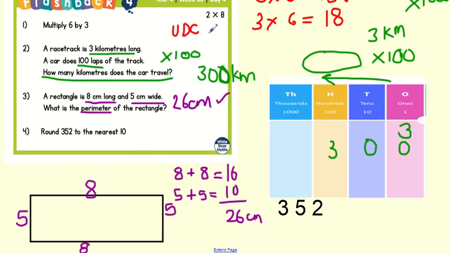Right, we're on to some rounding then, and we're getting good at this. I've been impressed with our progress on Class Dojo. So we're going to round 352 to the nearest 10.